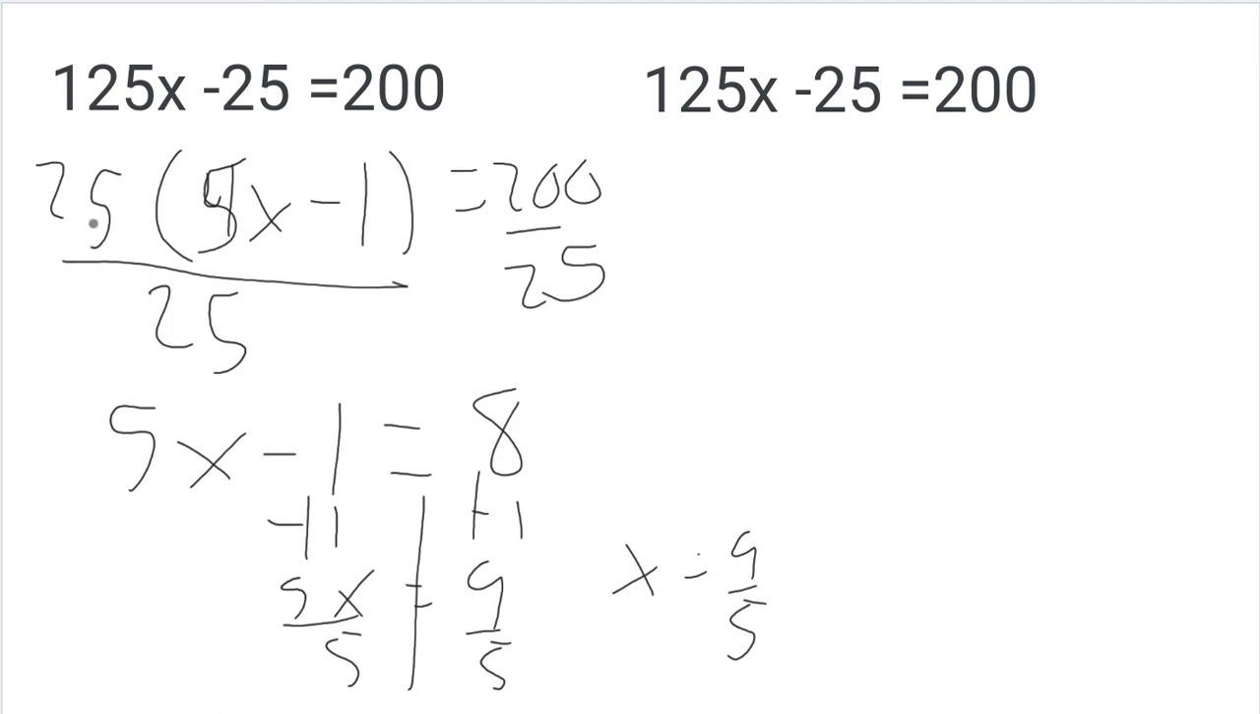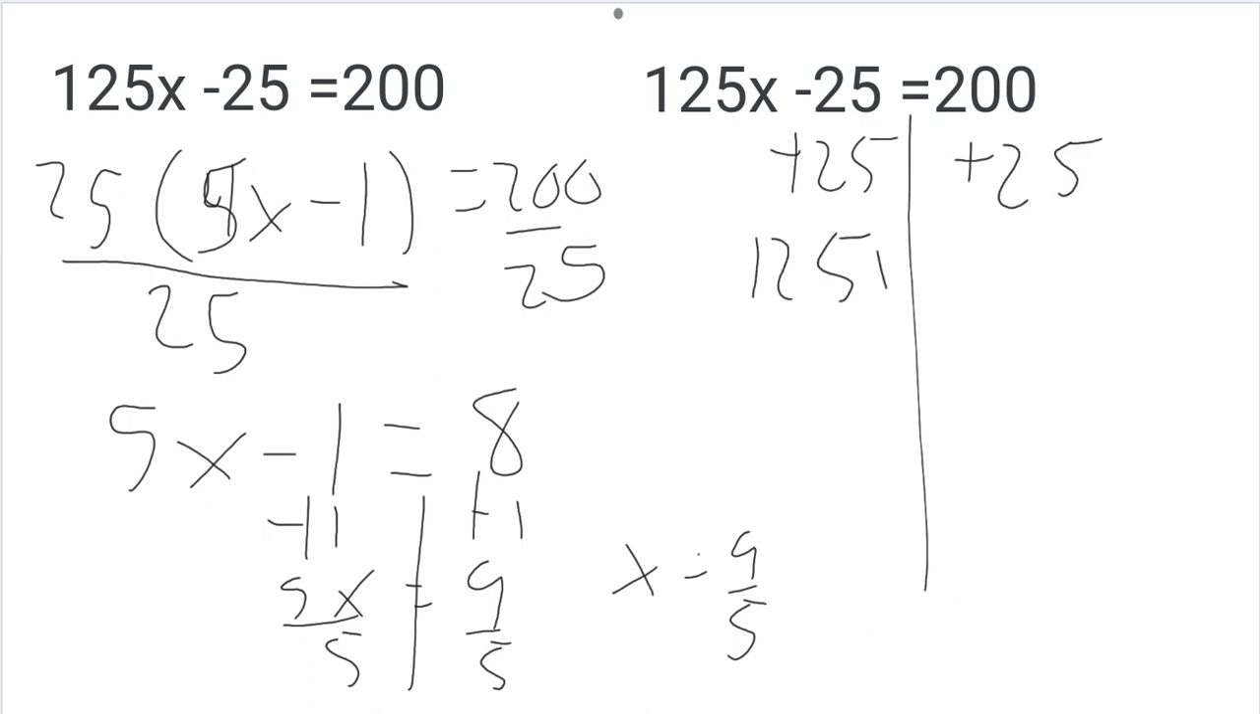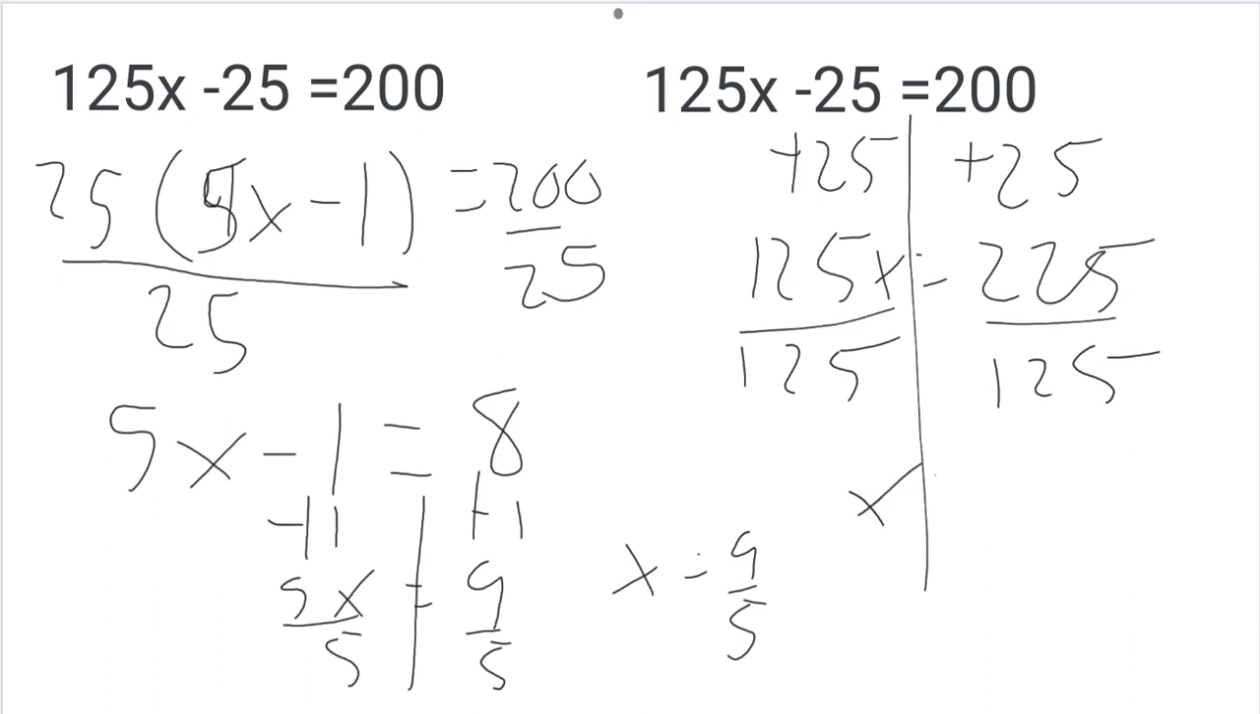The reason we did that is because working with 5x minus 1 is a little bit easier than working with 200. But let's say I don't see what you're talking about, Mr. Gardner. You can still just do your same old steps and add 25 to both sides and get 125x over 225. Divide both sides by 125, and then reduce that fraction to 9 over 5.